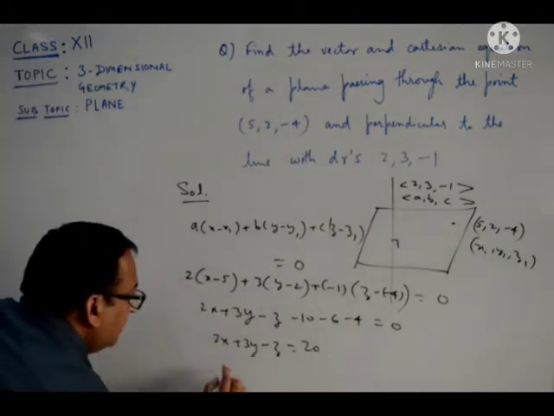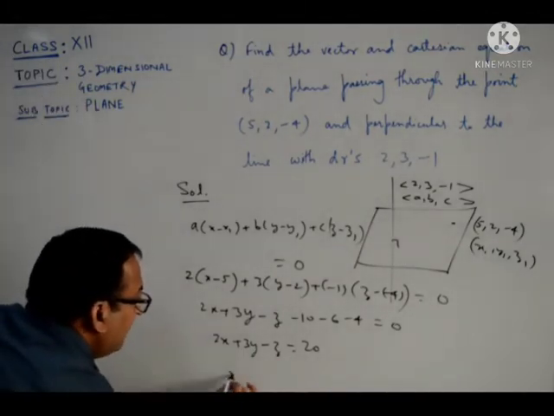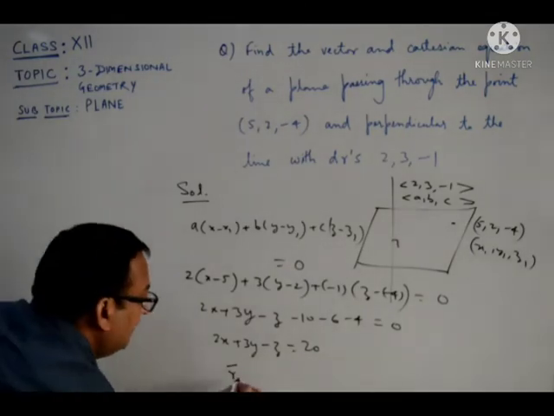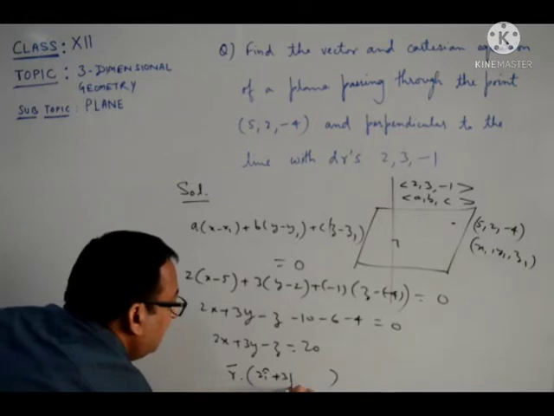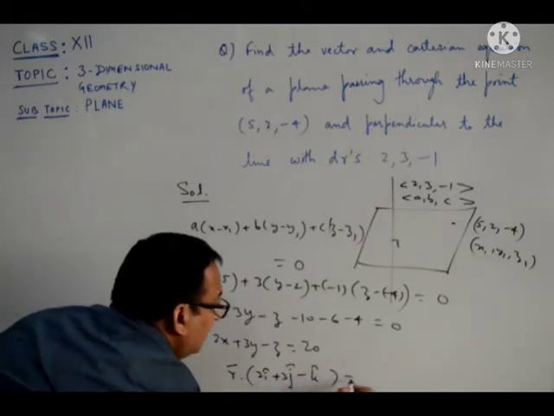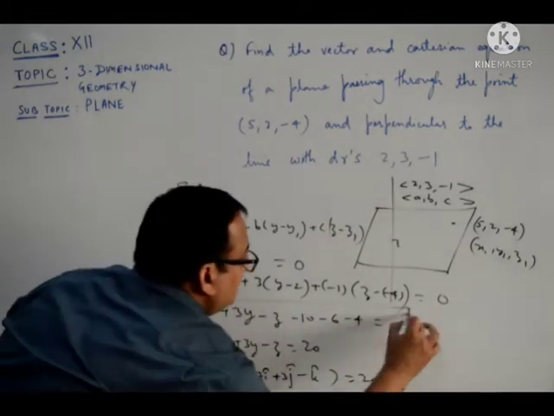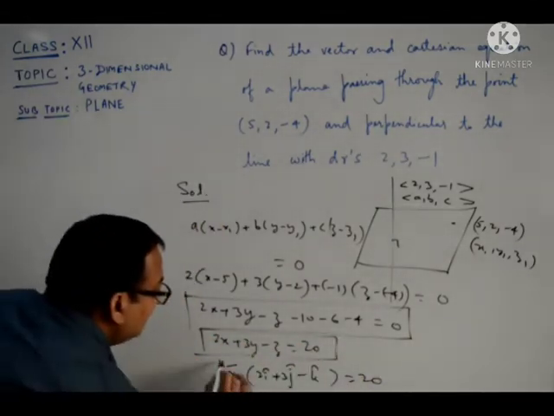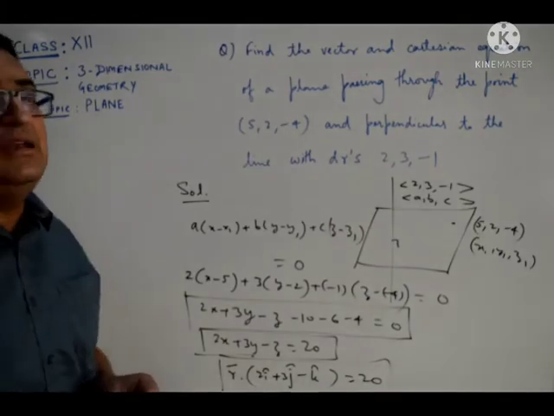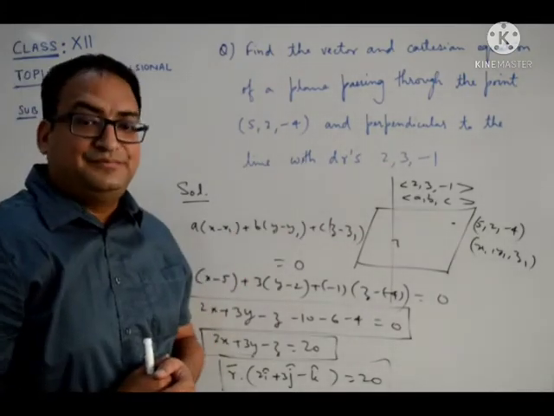So for this we can write, for x, y, z we can have this r vector, then dot with 2i plus 3j minus k equal to 20. So this is the Cartesian equation of the plane, and this is the vector equation of the plane, the required plane.